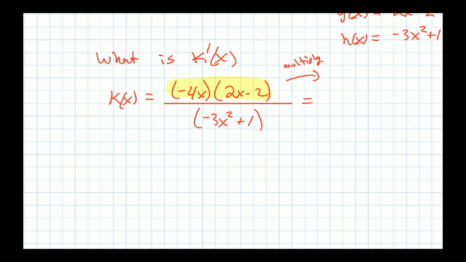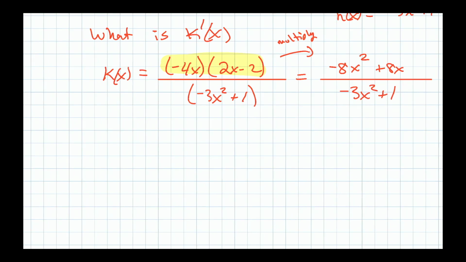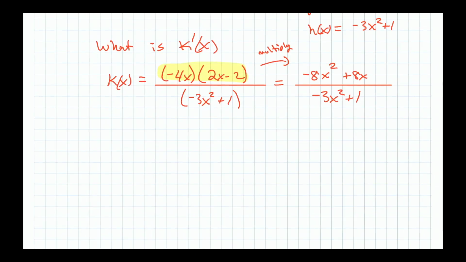Multiply. So we're not taking a derivative yet, we're just multiplying out the top. So if you multiply out the top, I'm going to get negative 8x squared, sorry. And then the negative 4x times negative 2 is going to be plus 8x. And then over negative 3x squared plus 1. So I would strongly recommend you do it that way. That way you don't need a product rule in the middle of your quotient rule. That's what you're trying to avoid. Okay? So there we go.